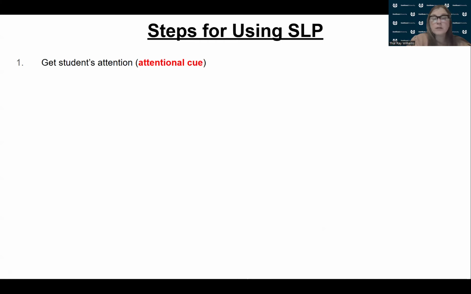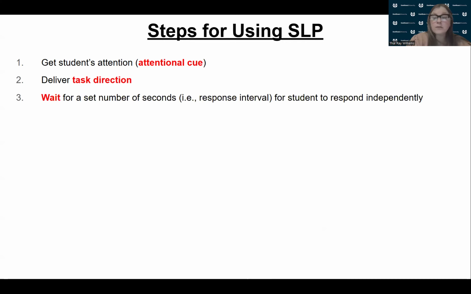All right, the first thing you're going to do is get the student's attention. Again, that's the attentional cue. Then you're going to give your task direction. And after that, you're going to wait your response interval to give the student the opportunity to respond independently. That's always what we're going to do, use that response interval to give the student the opportunity to respond independently. If the student responds correctly, we're going to give positive reinforcement.